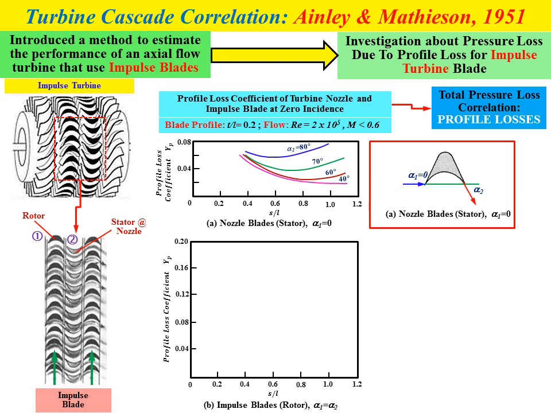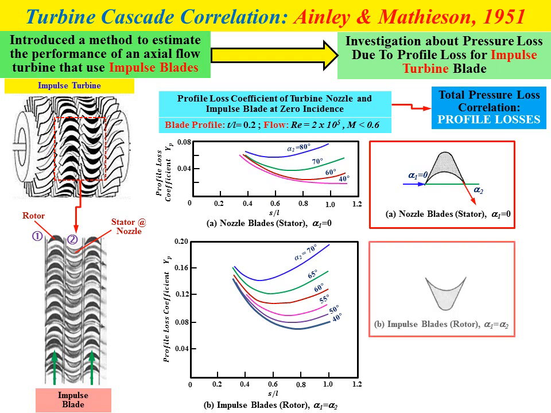The second graph, from Ainley and Mathieson, represents the correlation of profile loss coefficient YP for impulse blade versus s over l for the impulse blade rotor, where alpha 1, the inlet flow angle, equals alpha 2, the outlet flow angle. We have a number of curves representing different values of alpha 2, the outlet flow angle. This schematic diagram shows the inlet flow and outlet flow angles for the impulse blade or rotor. We have the chord line, and the angle alpha 1 is not equal to 0, and alpha 2, the outlet flow angle, is also not equal to 0. For this case, the value of alpha 1 must be equal to alpha 2.